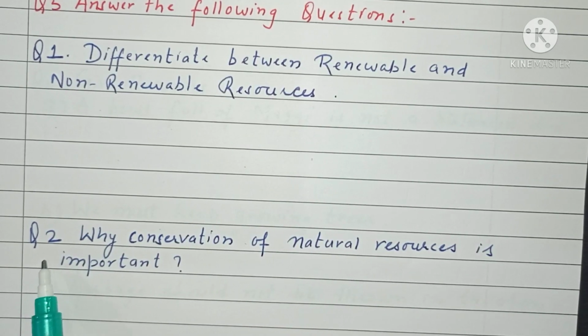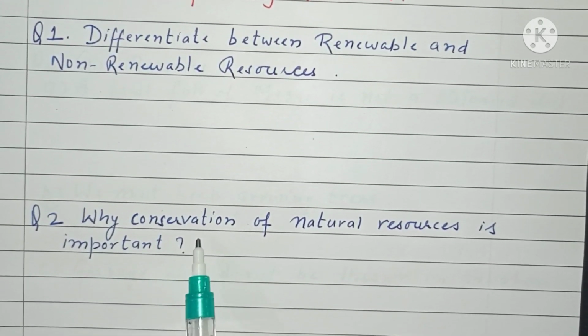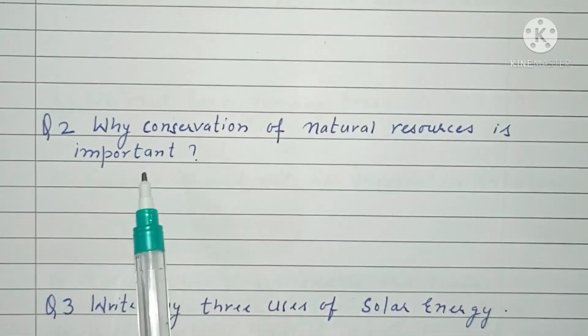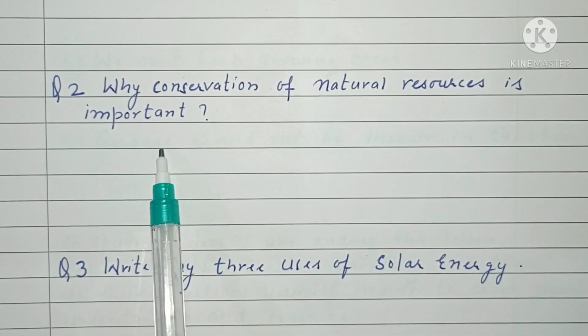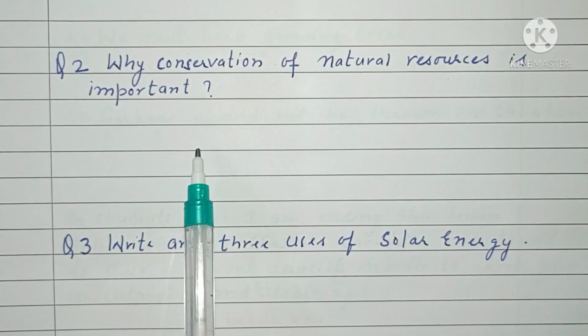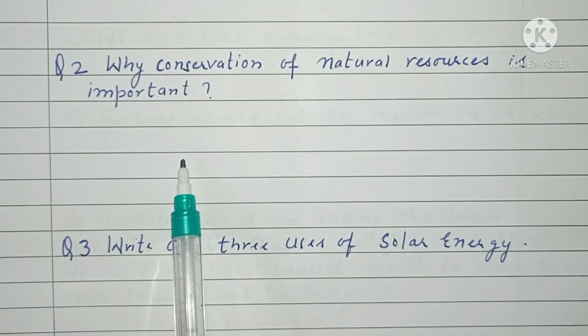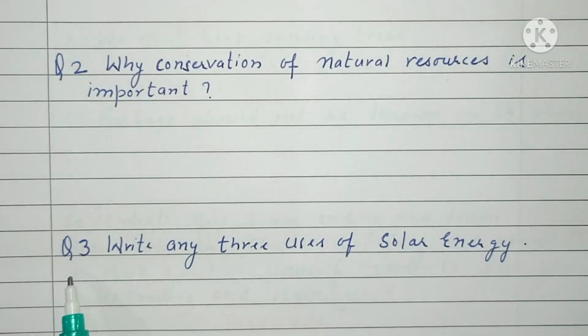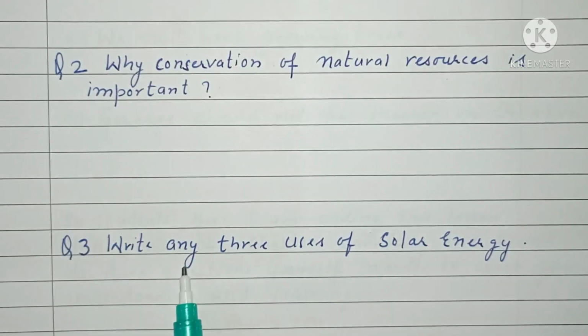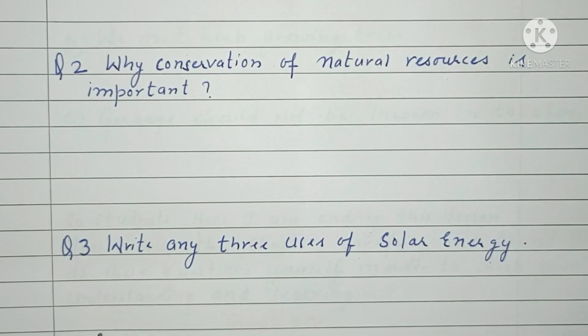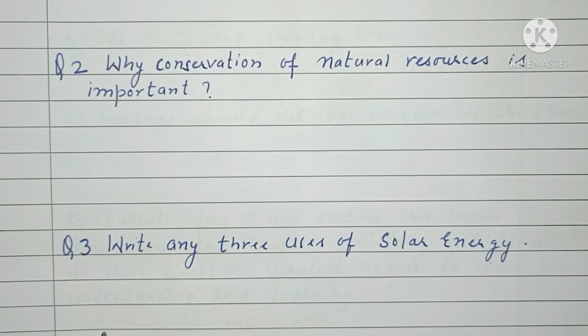In question number 2, it is why conservation of natural resources is important. Children, we all know that resources are needed for our betterment and we need to conserve them. Fine. Question number 3 is write any 3 uses of solar energy. Solar energy is very useful for us. We need to write down any 3 uses of solar energy.